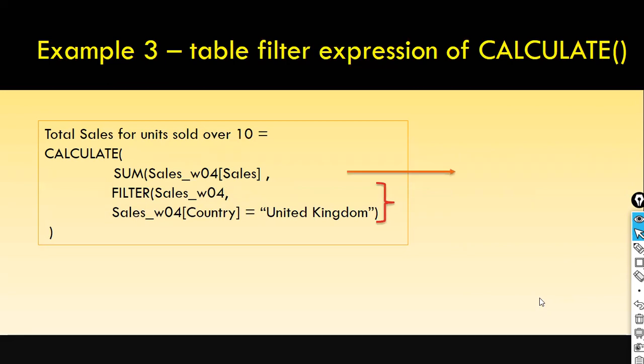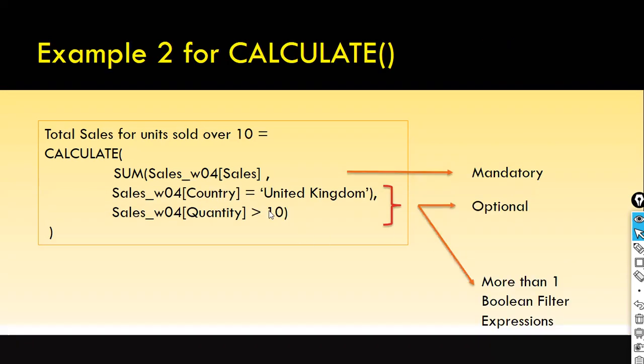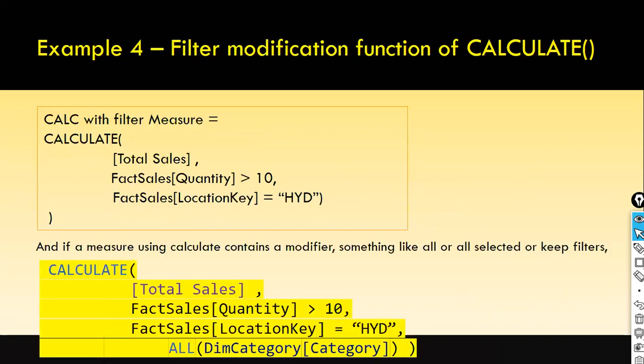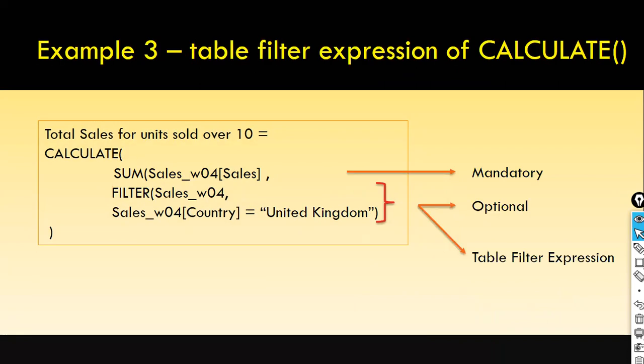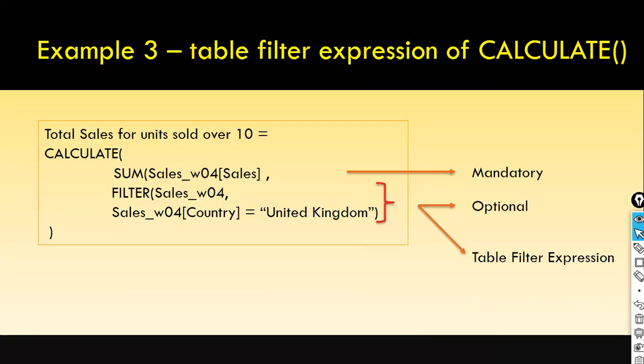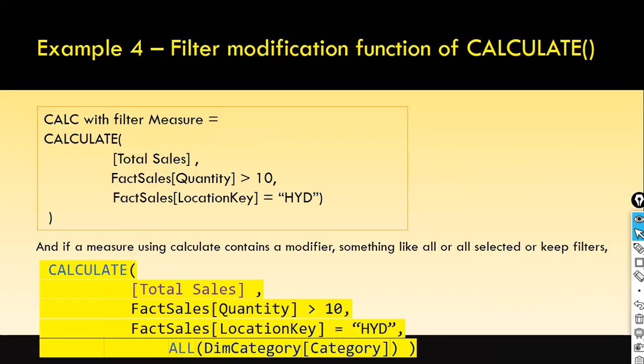And instead of using Boolean expressions like equals and greater than, you can use the FILTER function here. This is called a table expression, a table filter expression. The expression is mandatory, and the filter here, the United Kingdom, is optional. This is an optional filtering criteria. You can either specify the filtering criteria or not. The best practice is to use a filtering condition. Fine. Next one is the order of evaluation of the DAX functions.